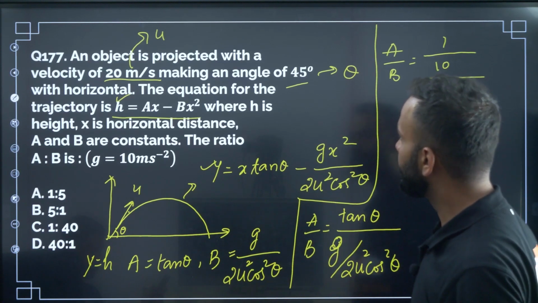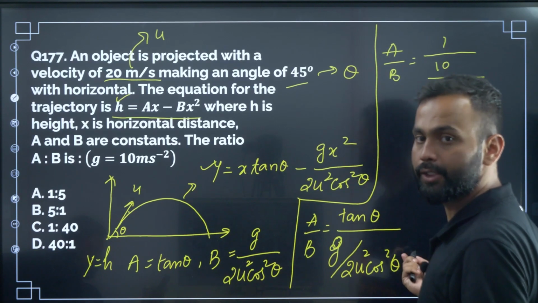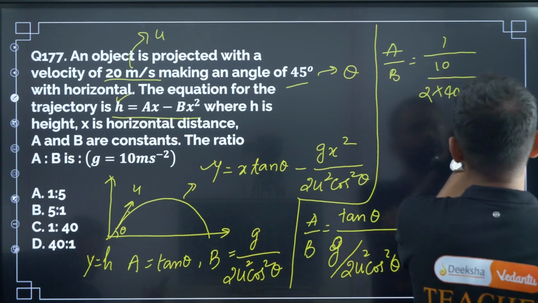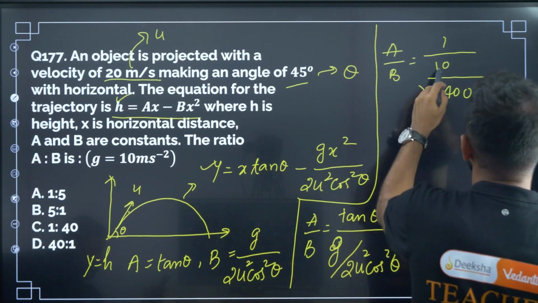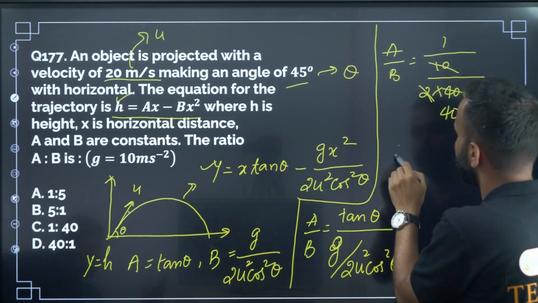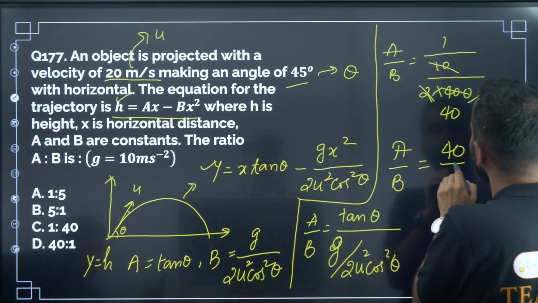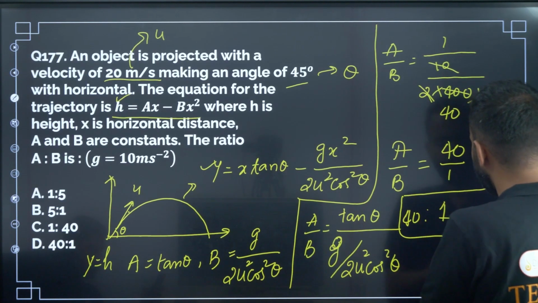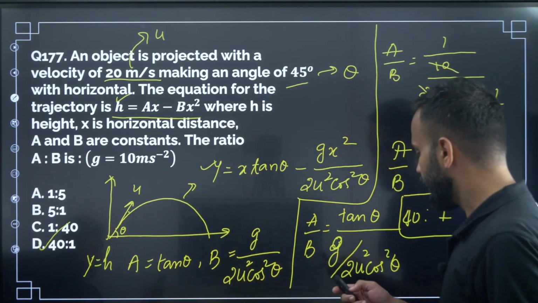Theta is, in this case, 45 degree, right? So cos square theta, cos 45 degree squared, is 1 by root 2 squared. 1 by root 2 squared is 1 by 2, isn't it? So 2 will get cancelled. 10 40s are 400. So the ratio A by B is equal to 40 by 1, or 40 is to 1. Okay, 40 is to 1 ratio. So option D is the correct answer. Okay, next question.